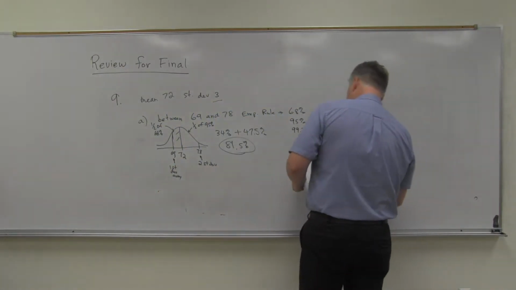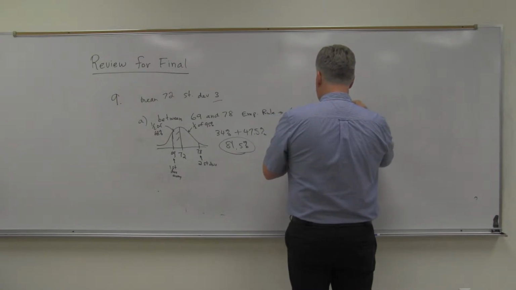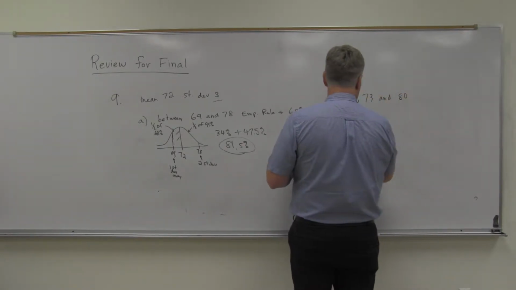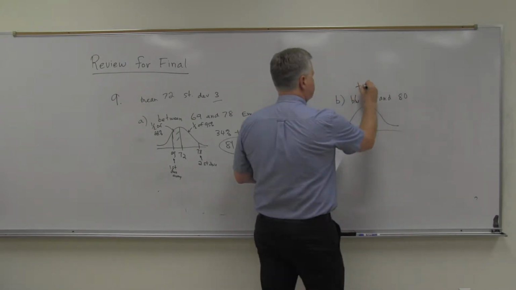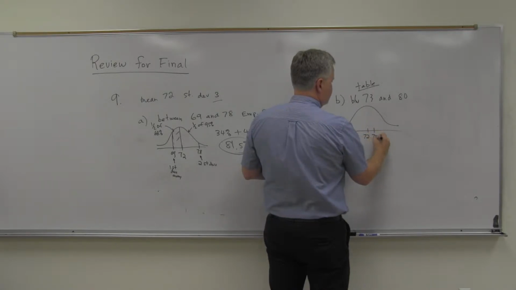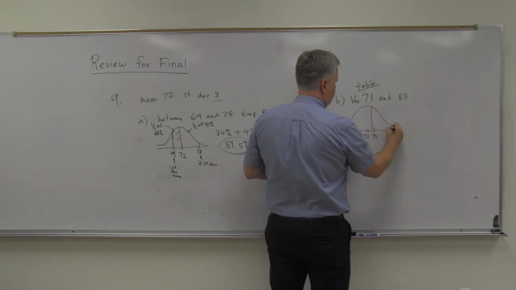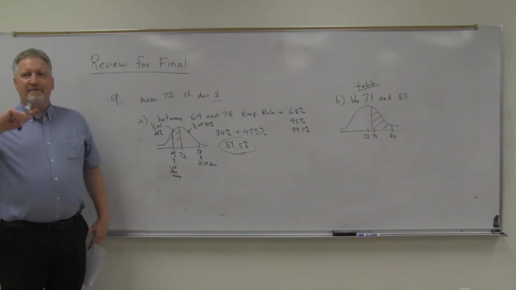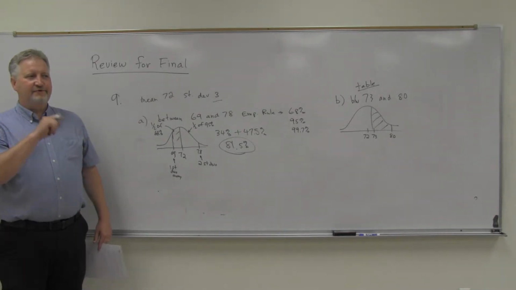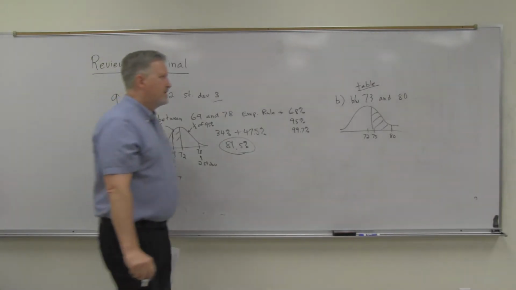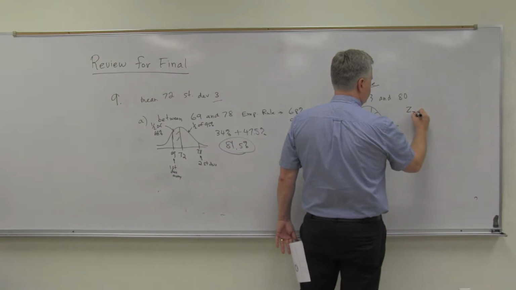Okay, B. B is use the table to determine the number of values between 73 and 80. So what we notice about 73 and 80 is those are both on the same side. And we'll use that in just a second. So we want to find that percentage. But remember, the table uses what? What do you look up on the table? The Z-scores, yeah. So we need the Z-scores of these numbers.